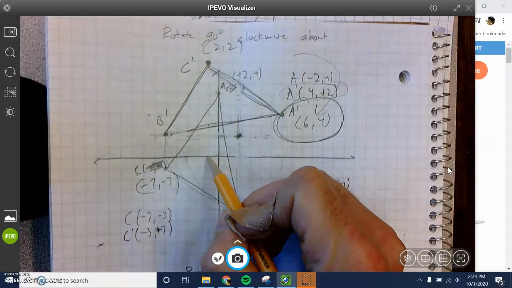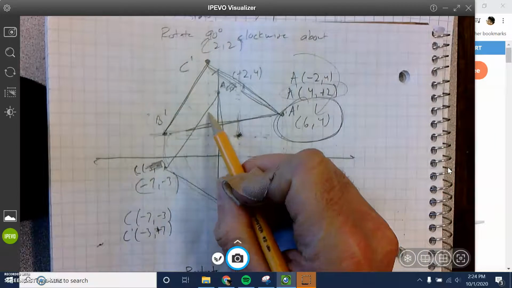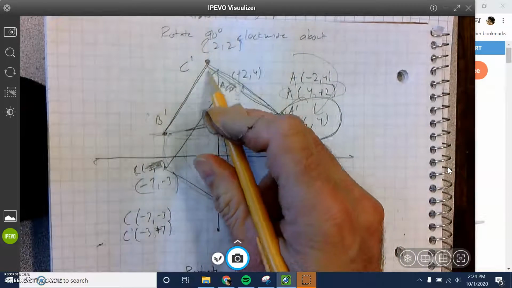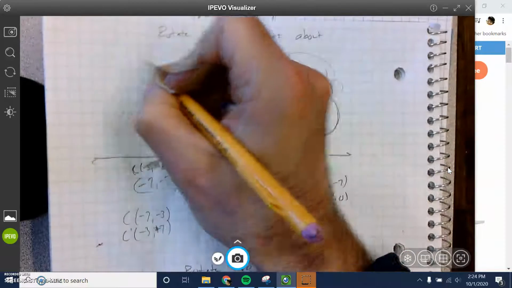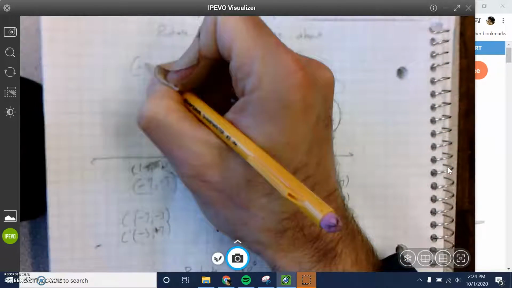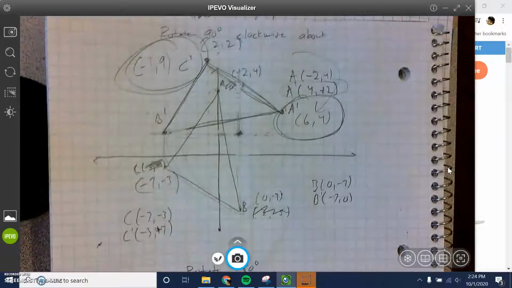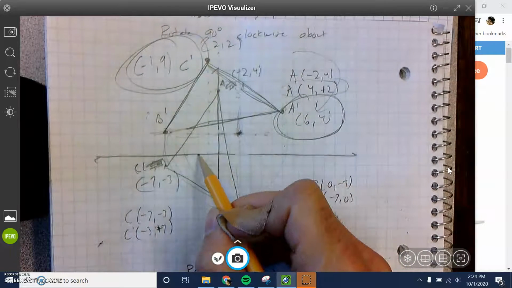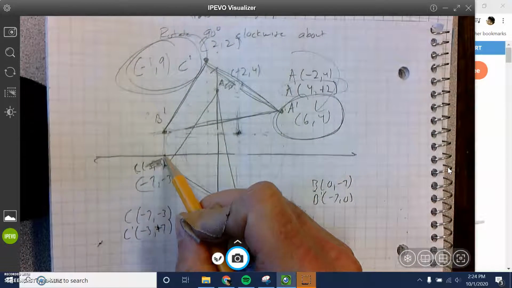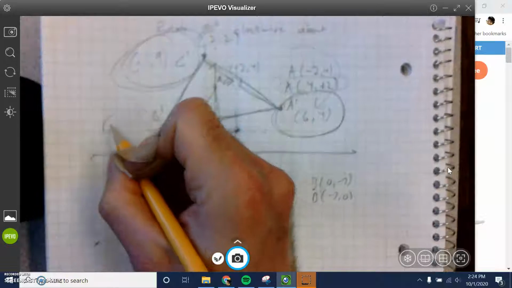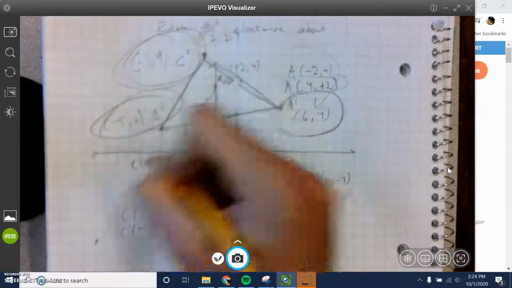C is -1. 1, 2, 3, 4, 5, 6, 7, 8, 9. C prime is -1, +9. That's C prime. And then B prime is -1, -2, -3, -4, -5, +2. There's B prime right there.